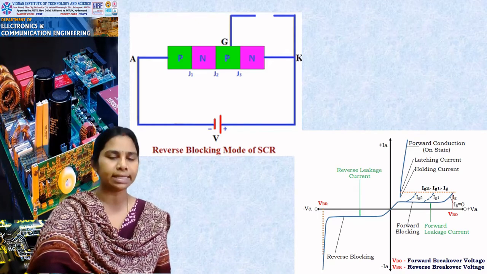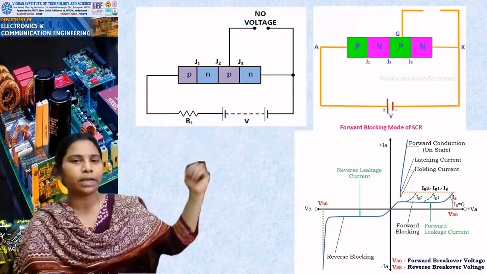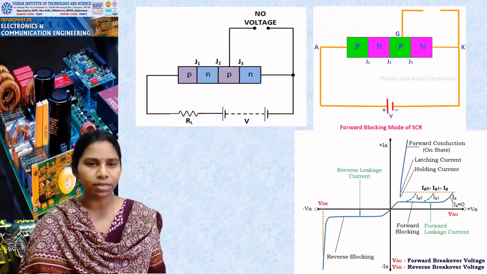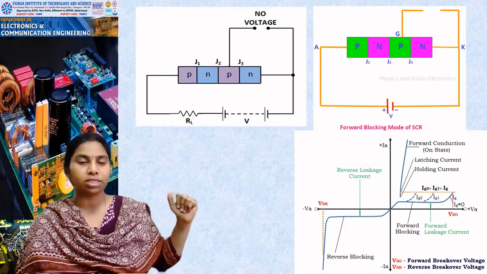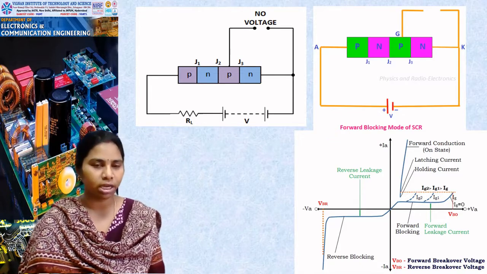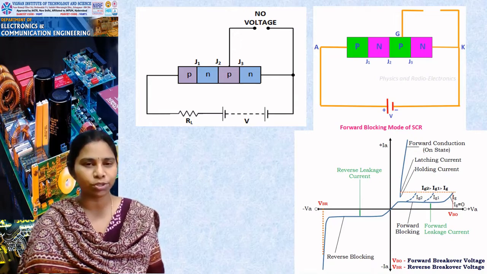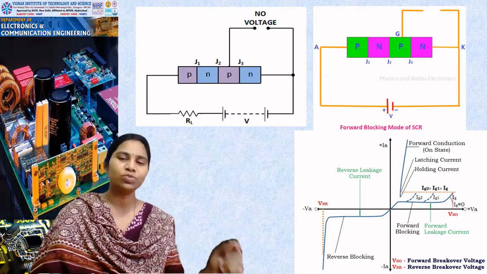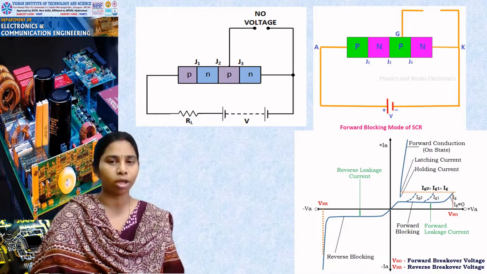Let us go to forward bias characteristics. When you apply a positive voltage to the anode terminal with respect to cathode terminal, junction J1 is forward biased, junction J2 is reverse biased, and junction J3 is forward biased. Though current is flowing at J1 and J3, J2 is resisting the flow of current. It will not allow the current to pass through it. So though you have applied forward bias, the current is very, very small. So you name it as SCR in forward blocking mode.